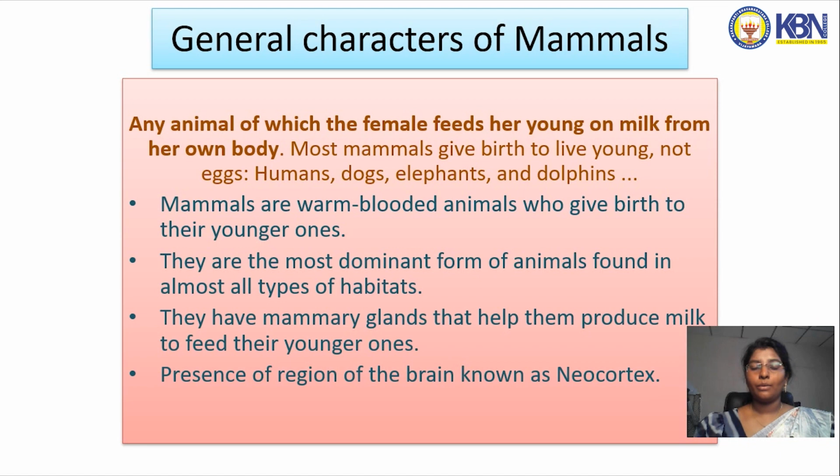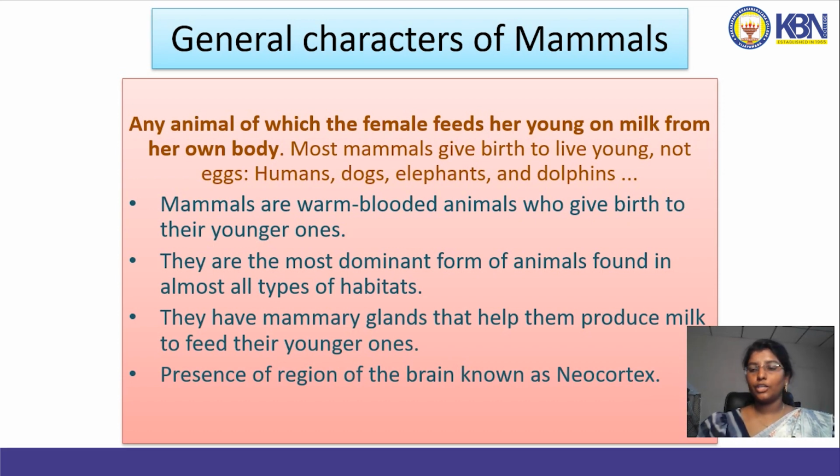Here we can observe most of the animals give birth to their young ones. That's why these are called mammals. First point. Mammals are warm-blooded animals who give birth to their young ones. They are the most dominant form of animals found in almost all types of habitats. They have mammary glands that help them produce milk to feed their younger ones. Presence of a region of the brain known as neocortex.